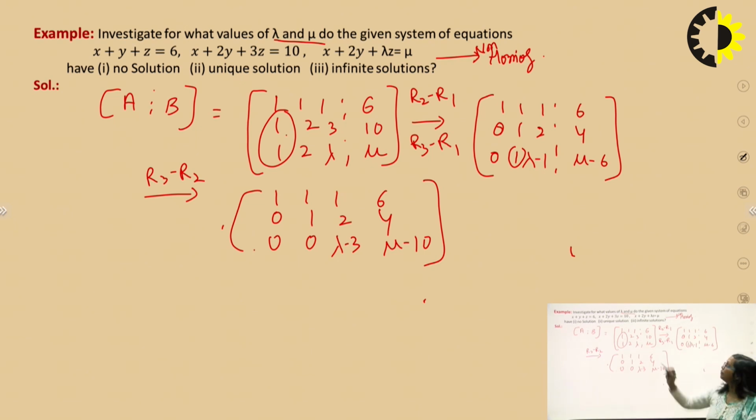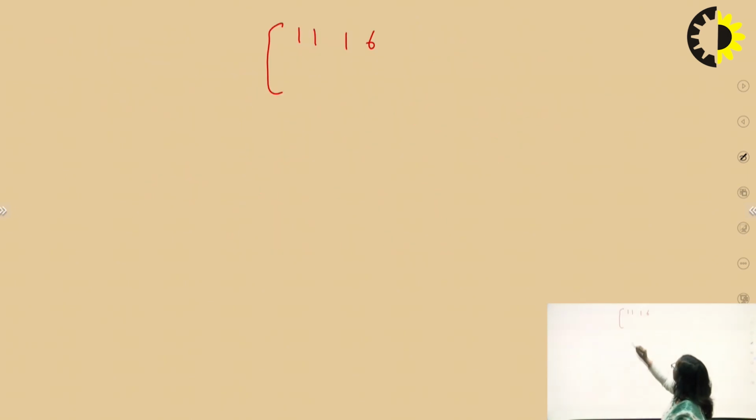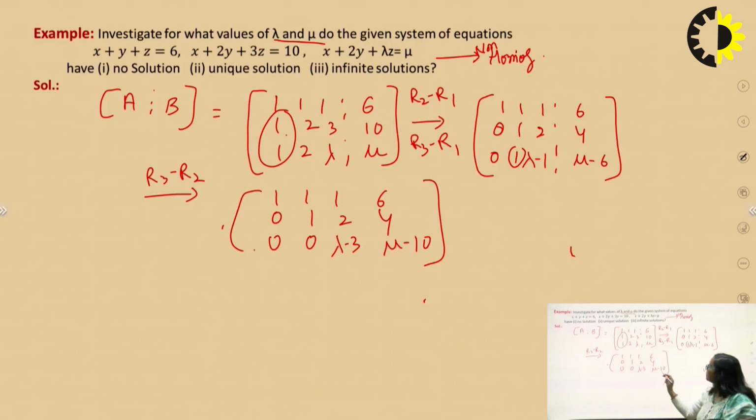Now we want to find the values of lambda and mu so that we have no solution, a unique solution, and infinitely many solutions. So we write this matrix in the next slide. It's 1, 1, 1, 6; 0, 1, 2, 4; 0, 0, lambda minus 3, mu minus 10. Look, this is the matrix which we have reduced. I hope I have written it correctly: this lambda minus 3 and mu minus 10.